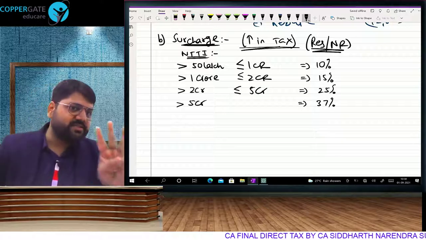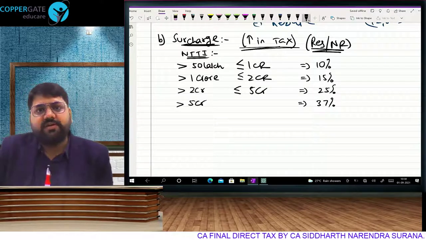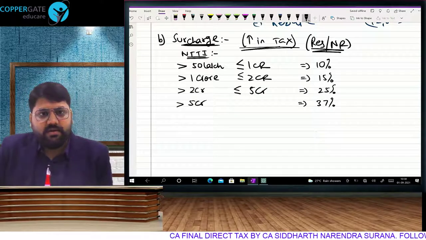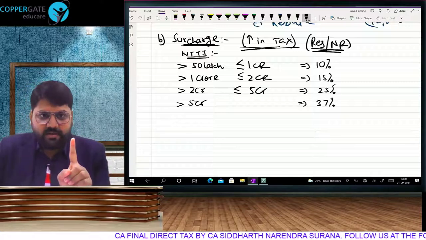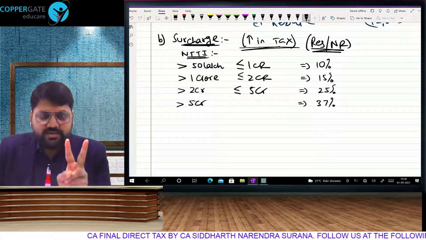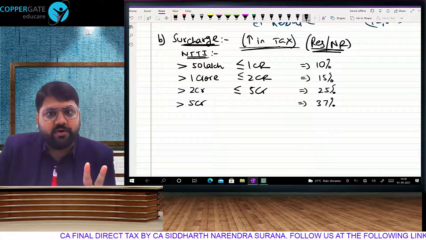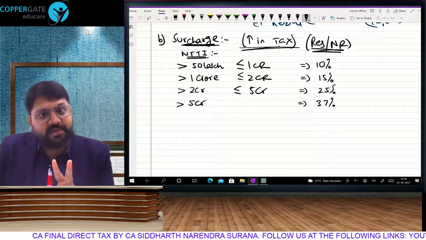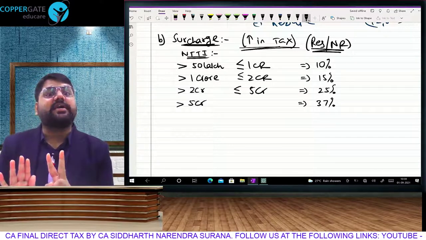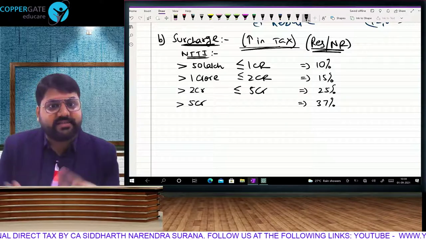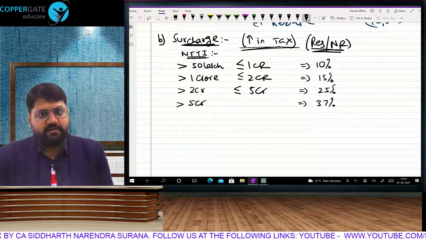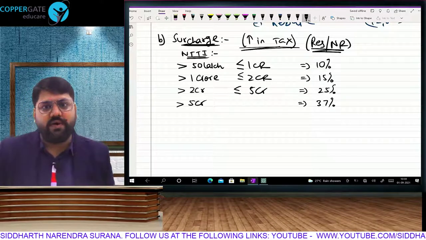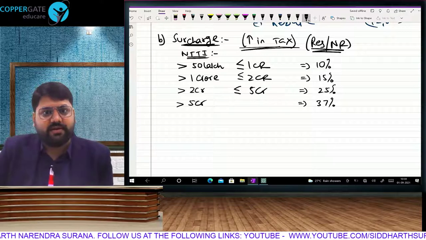So, three differences I already pointed out between rebate and surcharge. Very quickly. Rebate for resident, surcharge for both resident and non-resident. You all have understood that? Second, rebate only for individual. Surcharge is applicable for all assessees, but these rates are only of individual. Other assessees' rates are yet to be done. They will come for all, but rates I have not yet done. I have to complete individual to go ahead.